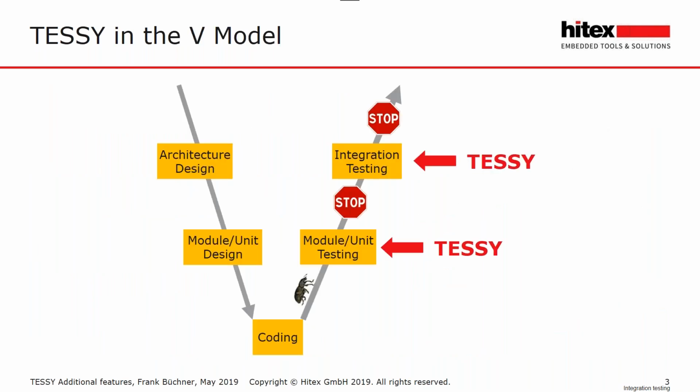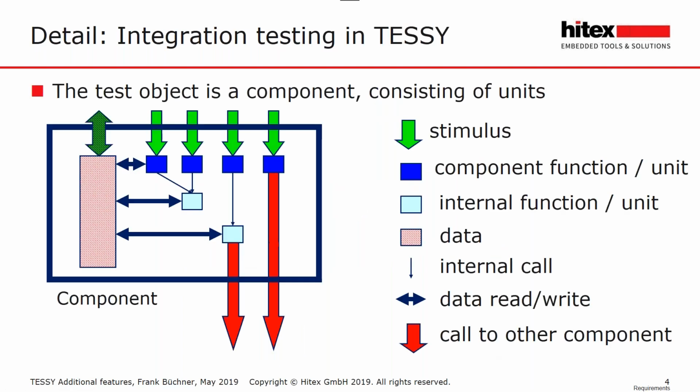As I already told you, Tessie covers two steps of the V-model: integration testing, which we have not talked about until now, and the process step module testing or unit testing, depending on the standard you are working for. Integration testing is in Tessie called component testing. The test objects for integration testing are components, which mainly consist of an assembly of several units working together. And this is depicted here.